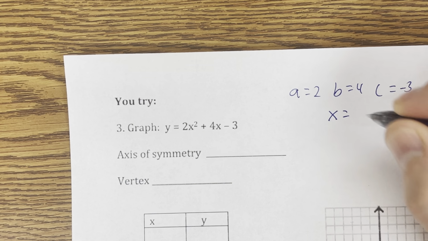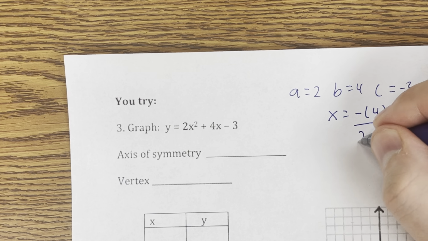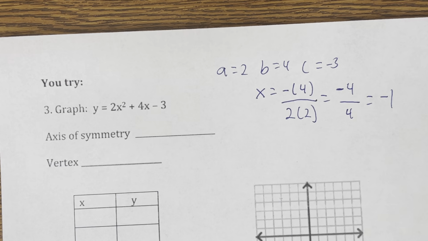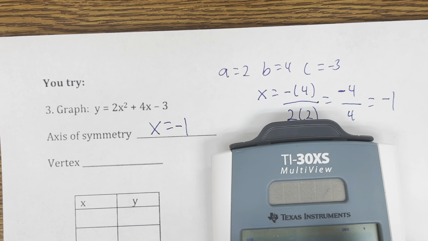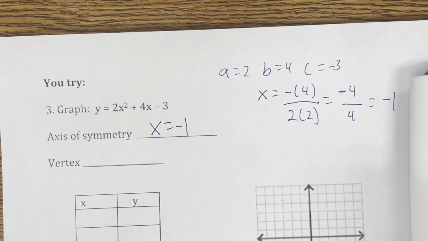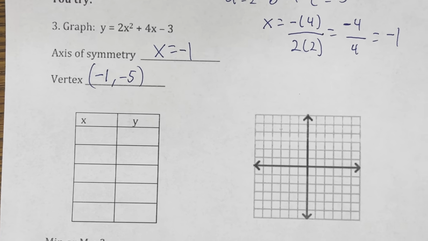Axis of symmetry, X equals -B over 2 times A, so negative 4 over 2 times 2. That is -4 over 4, which is -1. So the axis of symmetry is X equals -1. To find the vertex, we got to plug that in. So again, I'm using calculator work for that. So 2 parentheses, -1 squared plus 4 parentheses, -1 minus 3, got -5. So we will plot that point first. Left 1, down 5.